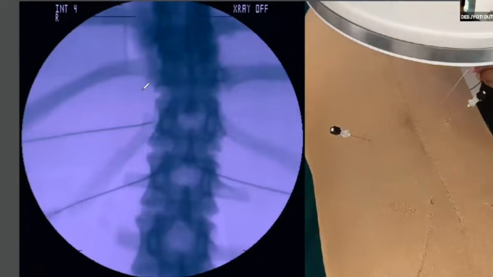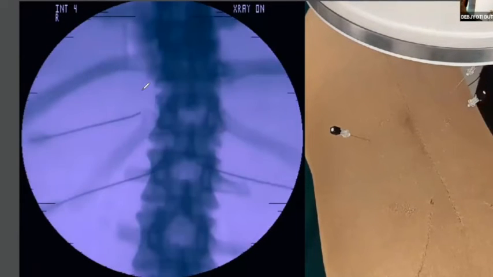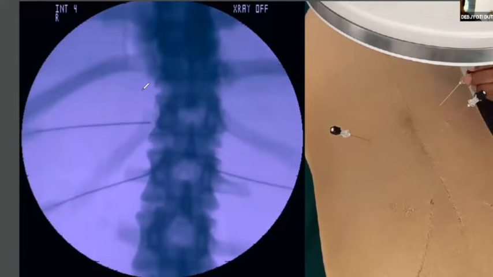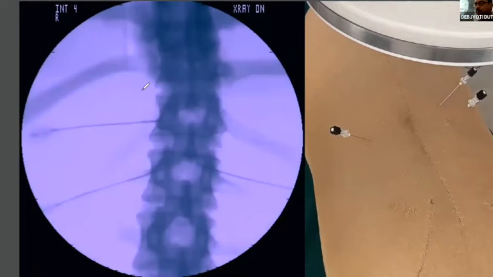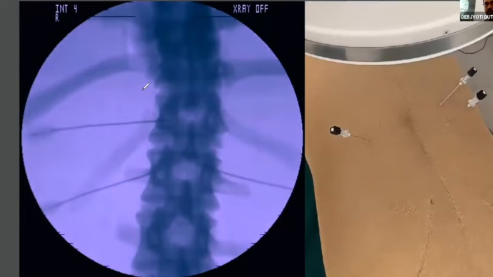I'm hitting the vertebral body again. I'm increasing the angle. I was initially hitting the vertebral body; here I'm hitting the vertebral body, increasing the angle, and now I'm slipping off. And now I am pushing lateral. I'm putting only one needle here.